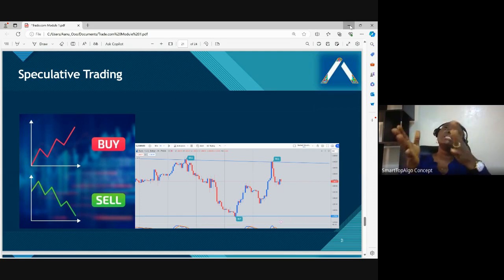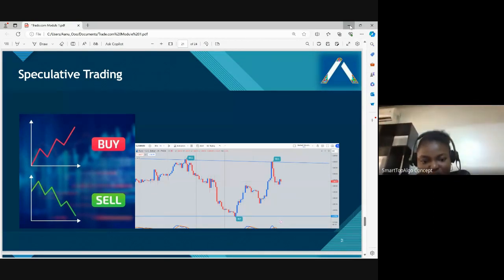The moment I enter the market for a buy, and instead of price going up, price begins to drop, I lose money. Or if I enter the market for a sell and instead of price dropping, price begins to go up, I lose money. And that's why I said to make money in the financial market, you need to be at the right side of the market at the right time. Market is going up, I buy. Market is going down, I sell.